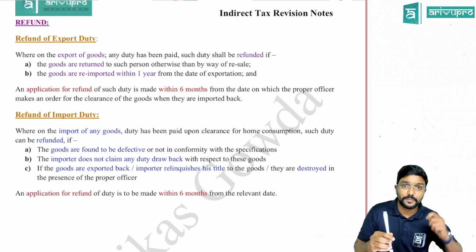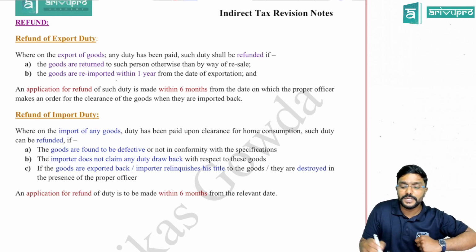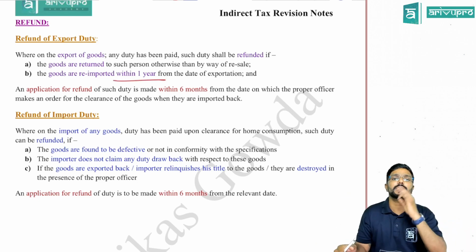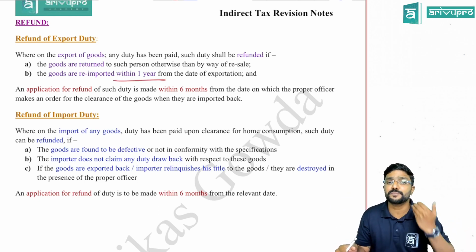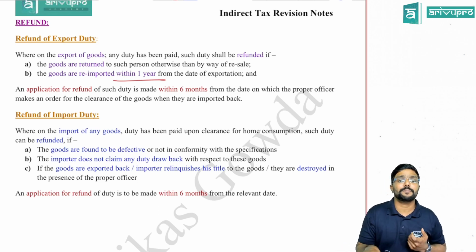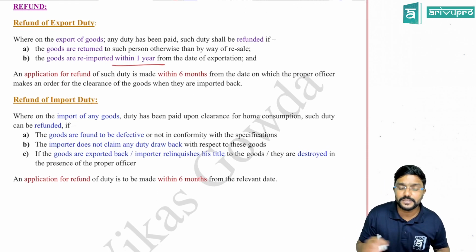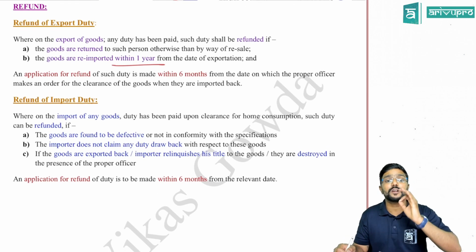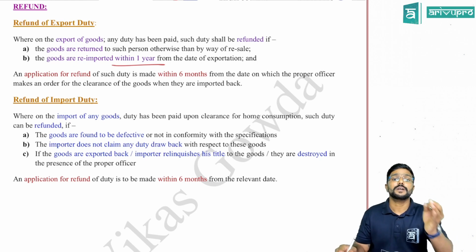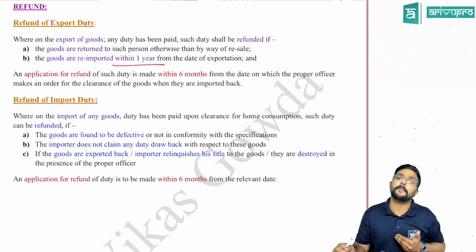If he has imported it back within 1 year from the date of exportation, he can claim the refund of whatever export duty he has already paid. But the application for refund has to be made within 6 months from the date on which the proper officer has made an order for the clearance of the goods which are imported back.